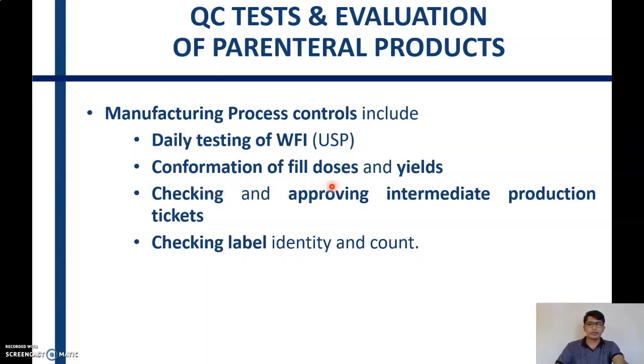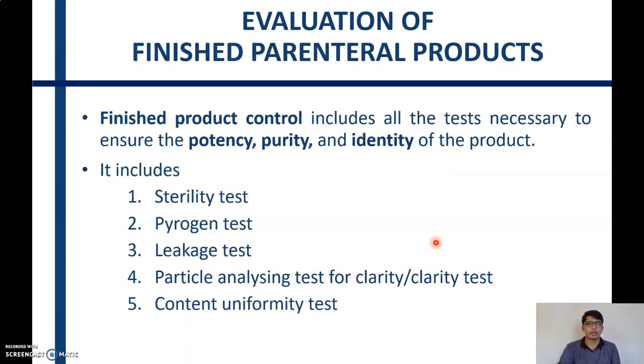confirm the fill doses and yield of the parenteral preparation in each container during the filling stage. And then we have to check and approve the intermediate production tickets during the manufacturing process, and we have to check the label identity as well as the number of unit dosage forms that are manufactured or filled during the manufacturing process of parenteral preparations.